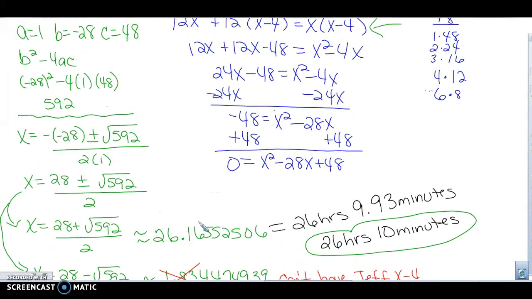To convert the hours into minutes, we subtract 26 on our calculator and then multiply this decimal portion times 60, and that lets us know it's 9.93 minutes. They wanted you to round to the nearest minute, so 10 minutes. That completes this section.